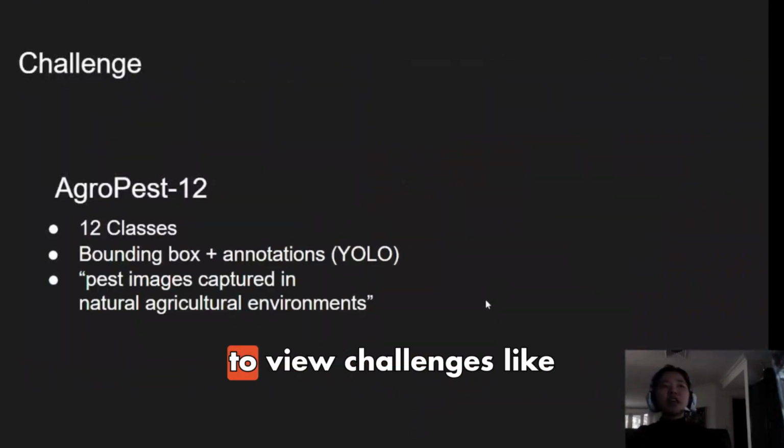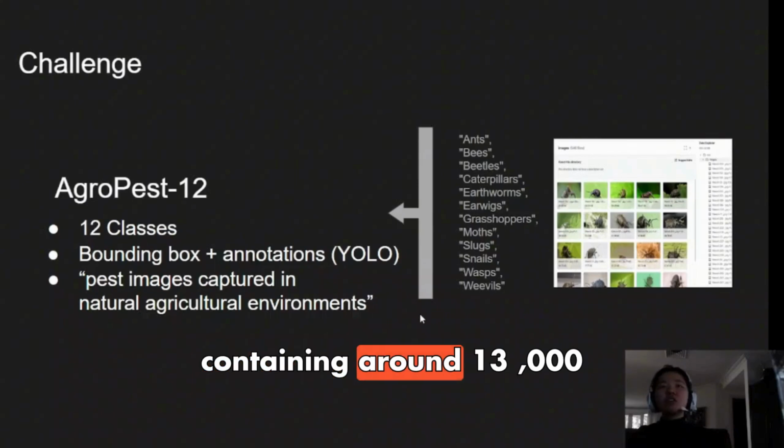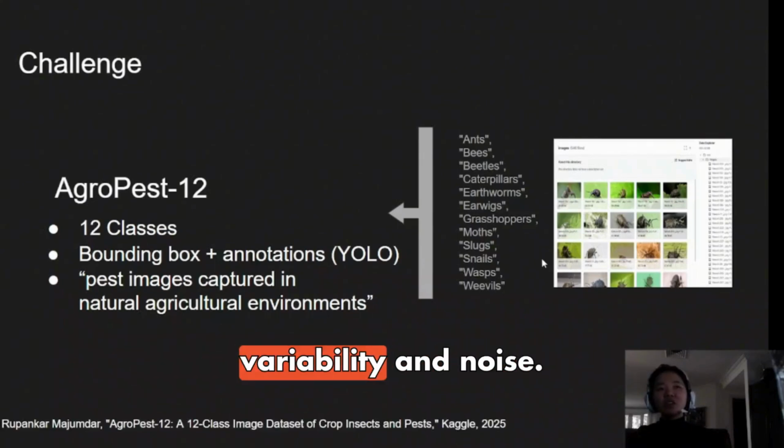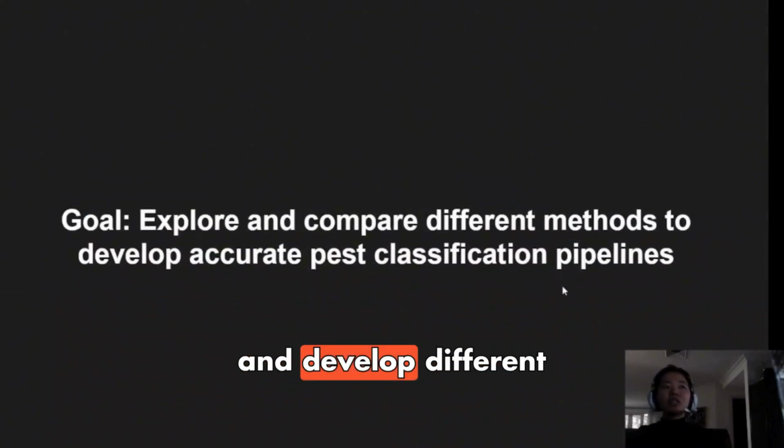And that gives an interesting angle to view challenges like datasets such as AgroPest 12, containing around 13,000 web-crawled images with significant variability and noise. Our goal is to explore and develop different methods for this.